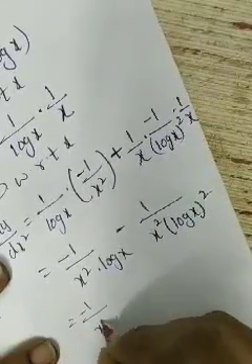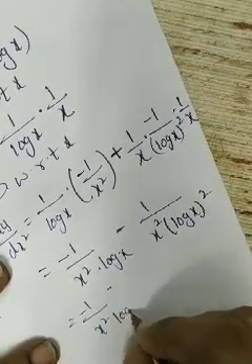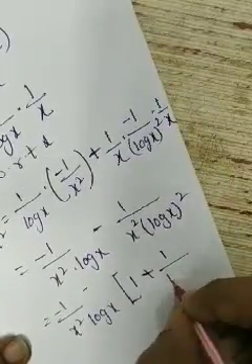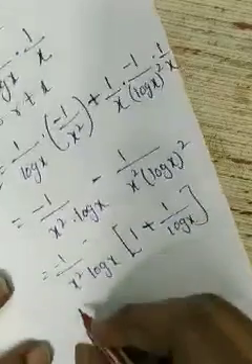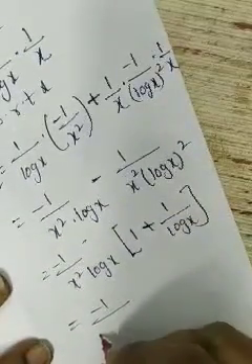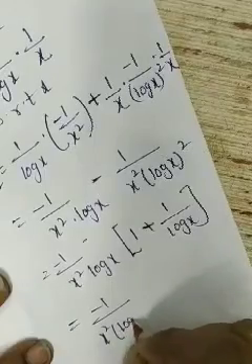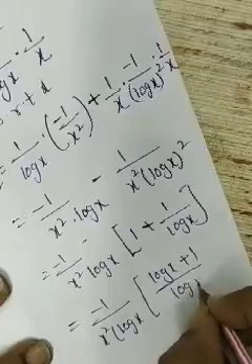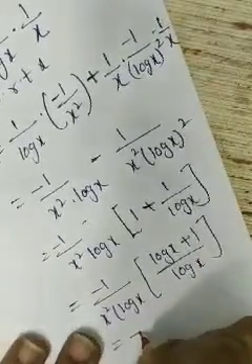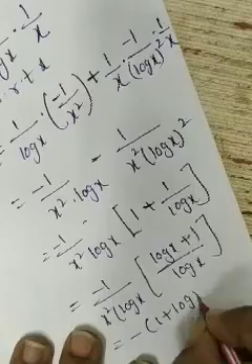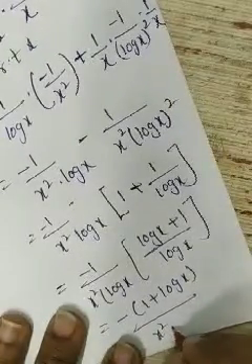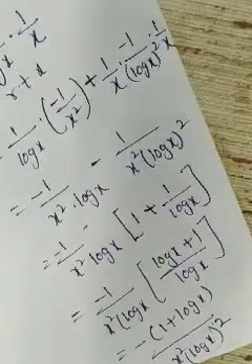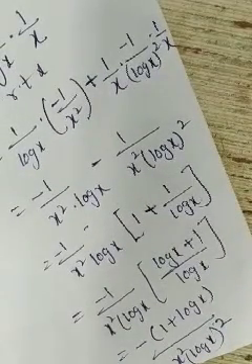Take out minus 1 by x square into log x as common. So the left term is 1 plus 1 by log x, which is equal to minus 1 by x square into log x. If you take the LCM, it becomes log x plus 1 divided by log x, which is equal to minus of 1 plus log x divided by x square into log x the whole square.